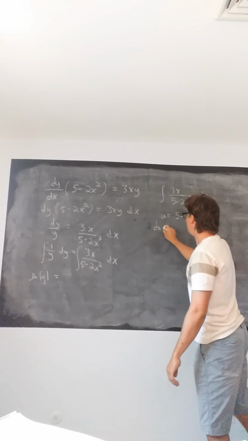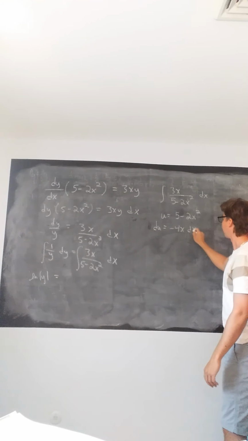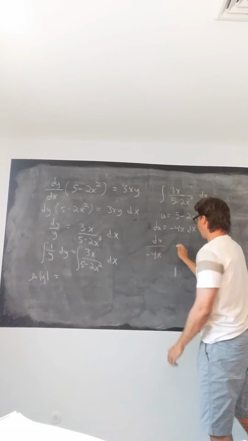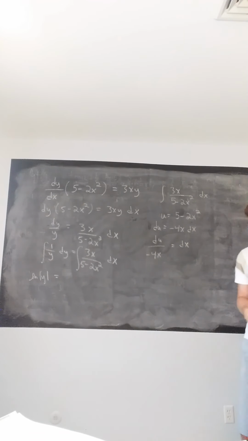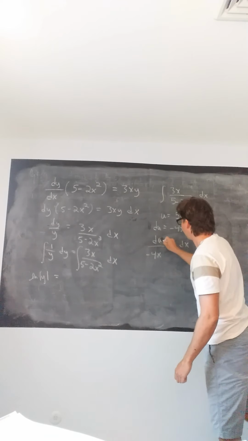That means du, the derivative, is going to be negative 4x dx, which could be rewritten as du over negative 4x is dx. Don't you just hate when that happens? I know I do. Okay, so we've got du over negative 4x is dx.